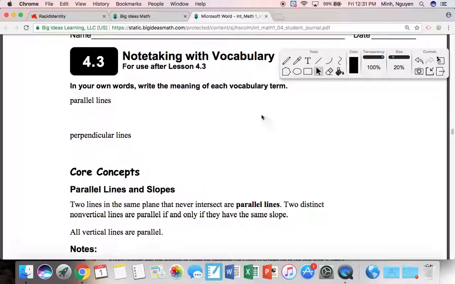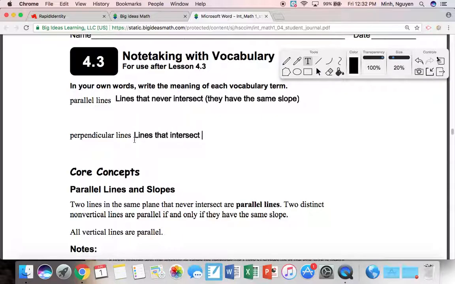So as a reminder, parallel lines, lines that never intersect, they have the same slope. Perpendicular lines intersect at one point and are perpendicular to each other, forming right or 90-degree angles.